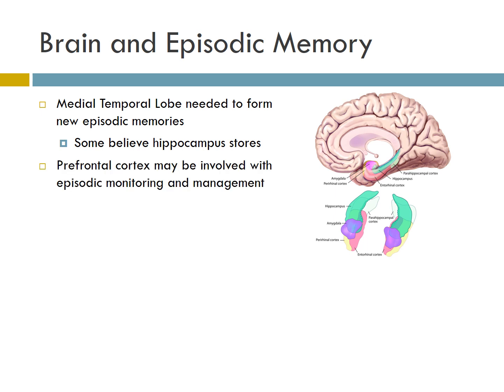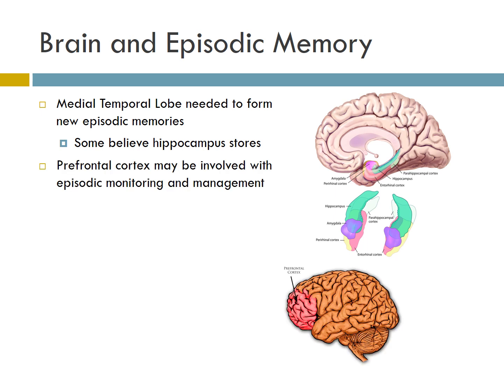Another area that we think is heavily involved is the prefrontal cortex. So that, of course, is this area right here. We think that this particular area is involved in more, if you want to think about it as executive functioning, that's an acceptable way to think about it. Really, we think it may be just involved in the monitoring of episodic memories and the management of them.